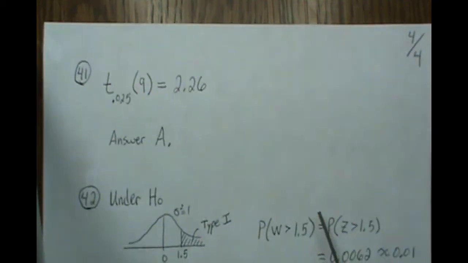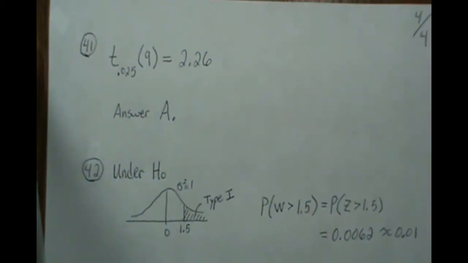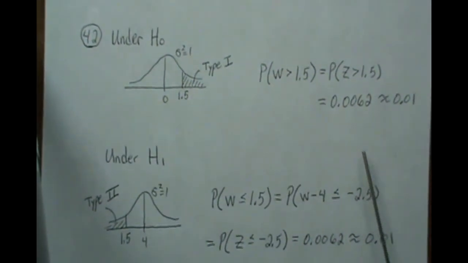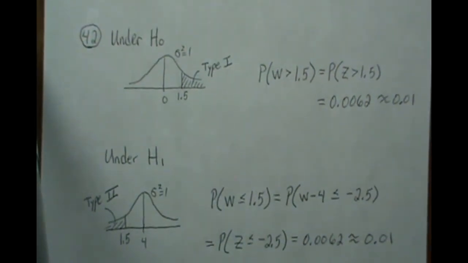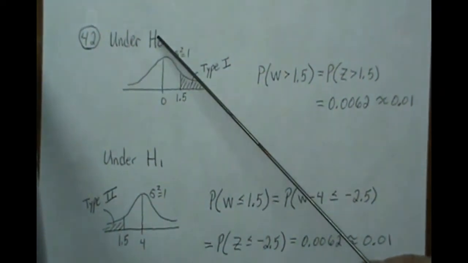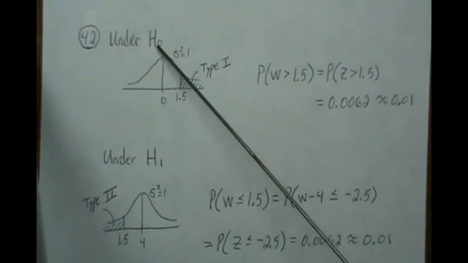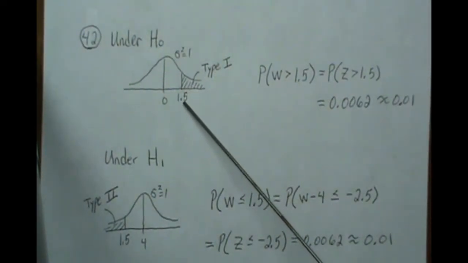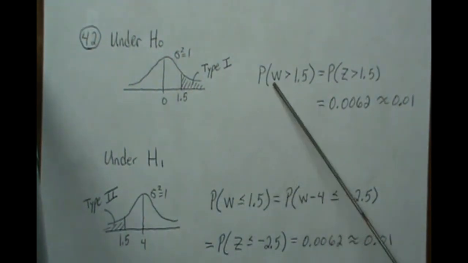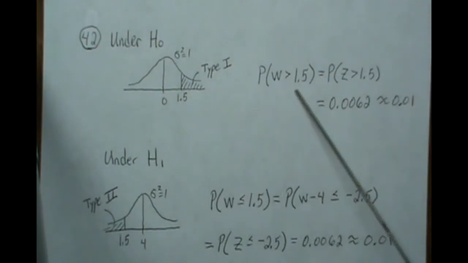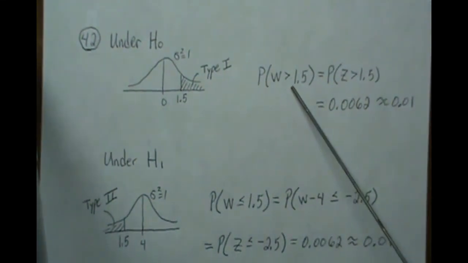Number 42, we want to find the probability of a type 1 and type 2 error. So type 1 error is when the null hypothesis is true, so we're under the null, and we reject it and conclude that it's not true. It said that we need to be greater than 1.5. So it's when our test statistic is greater than 1.5, we're in the rejection region. We want to find that probability.